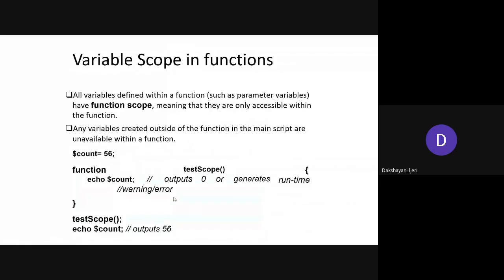Okay, so coming to the next concept, the scope of the variables within the function. All the variables defined within a function have function scope, meaning that they are only accessible within the function. That is for sure. Whichever variables you declare within the body of the function, the scope of that variable is restricted only to that body itself. You cannot access this variable outside the function. Right. Any variables created outside the function in the main script are unavailable within the function. Correct. That is also true in PHP. If you take any variable which is outside the function, you cannot access it inside the function. Okay.